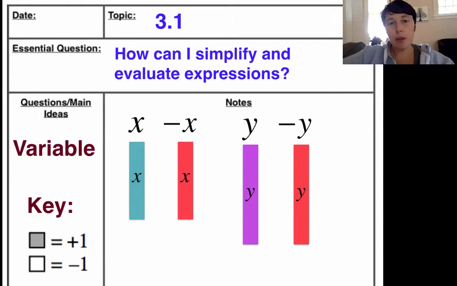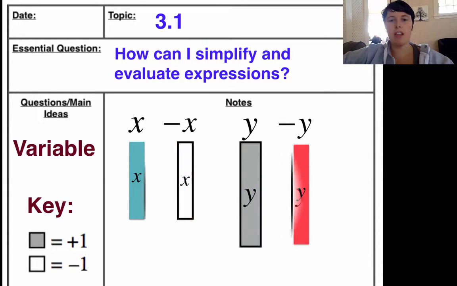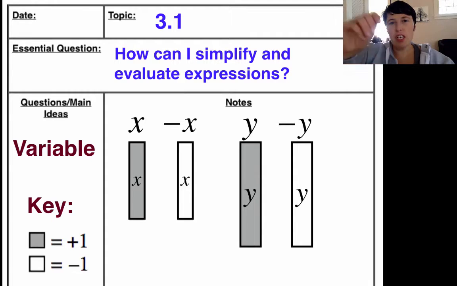So because we don't want to color it blue, red, purple, and all the colors, what we're going to do is make it in our notes look like this. We're going to shade with our pencil the X, and we're going to leave the negative X empty and white. We're going to shade with our pencil the Y, and then we're going to leave the negative Y empty. So that's kind of a key to help you set it up in your notebook. Now let's try some problems.